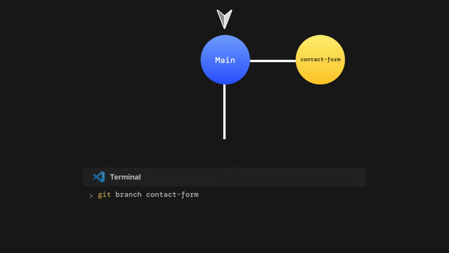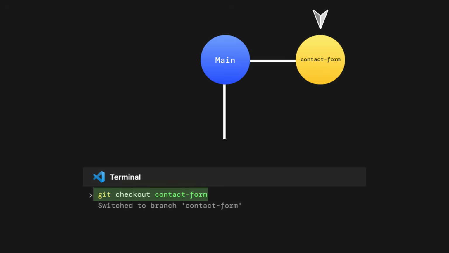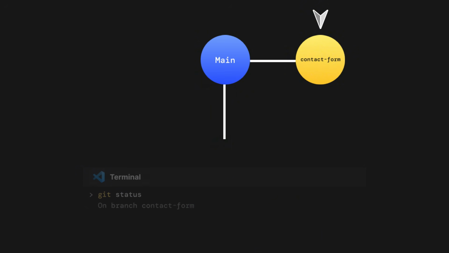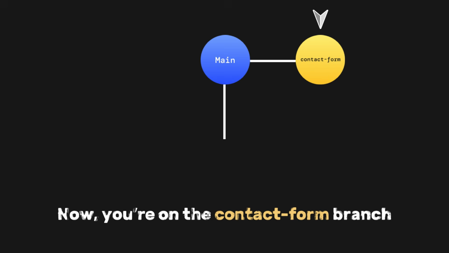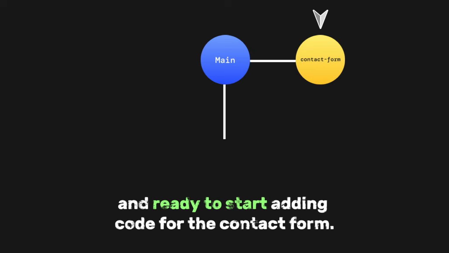After creating the branch, you'll need to switch to it to start working on the new feature. You can do this by running git checkout contact form. After running this, the terminal will also say that you are now switched on the branch that you created. To confirm it one last time that you're on the new branch, you can run git status to verify. Now, if you want to speed up your workflow, there's also a shortcut. You can create and switch to a new branch in one step by running git checkout -b contact form. Now you're on the contact form branch and ready to start adding code for the contact form.